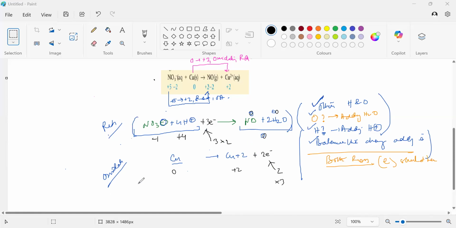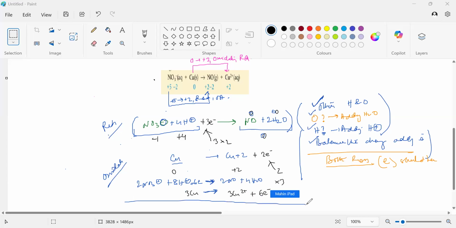So this is 2NO3 minus plus 8H plus plus 6e minus gives you 2NO plus 4H2O. Then you write down this reaction. Arrowhead should be on top of the other. See, here is the trick. Arrowhead should be on top. Fine. It gives you 3Cu2 plus plus 6e minus, isn't it?